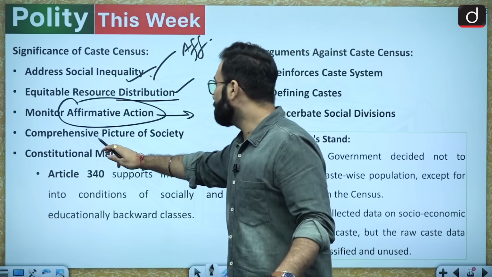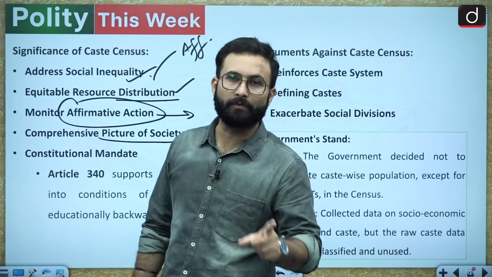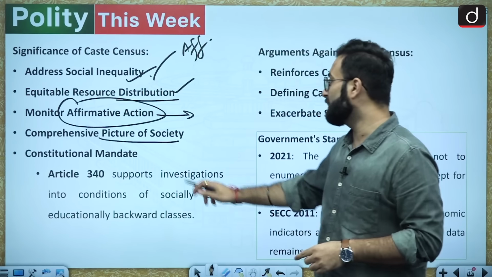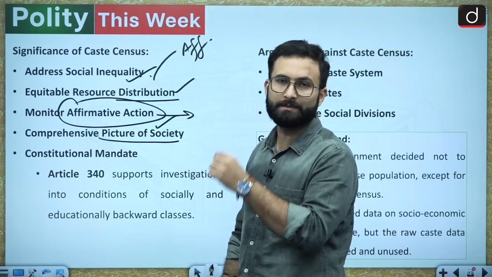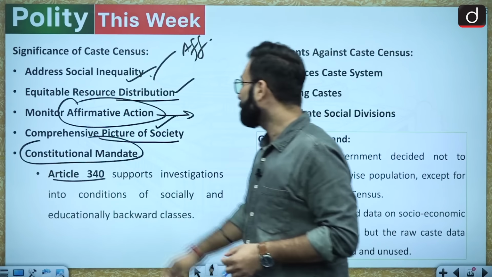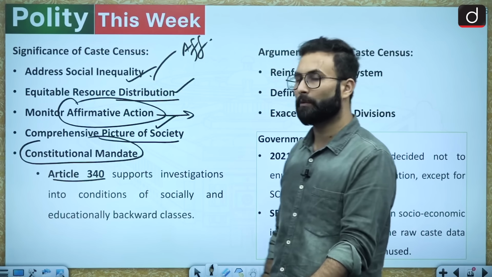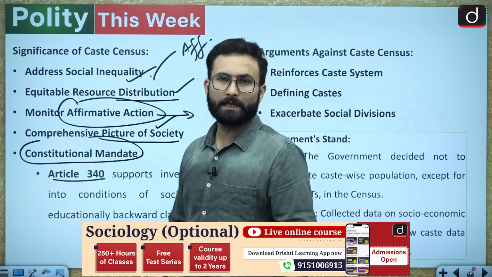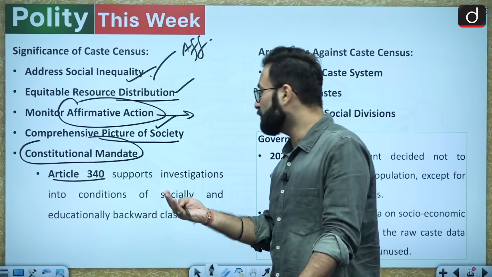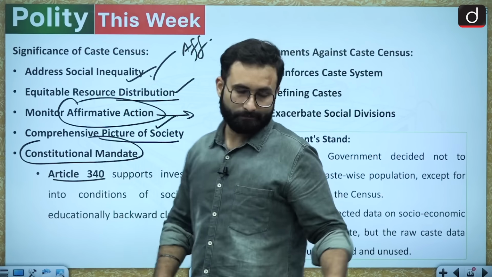Moving further, a comprehensive picture of the society. It gives a picture of who is doing well and who is not, who is being exploited and who is not. Then the constitutional mandate: Article 340 supports the investigation into the condition of socially and educationally backward classes. You know there are various commissions with respect to socially and educationally backward classes under Article 340. So that is the constitutional mandate.